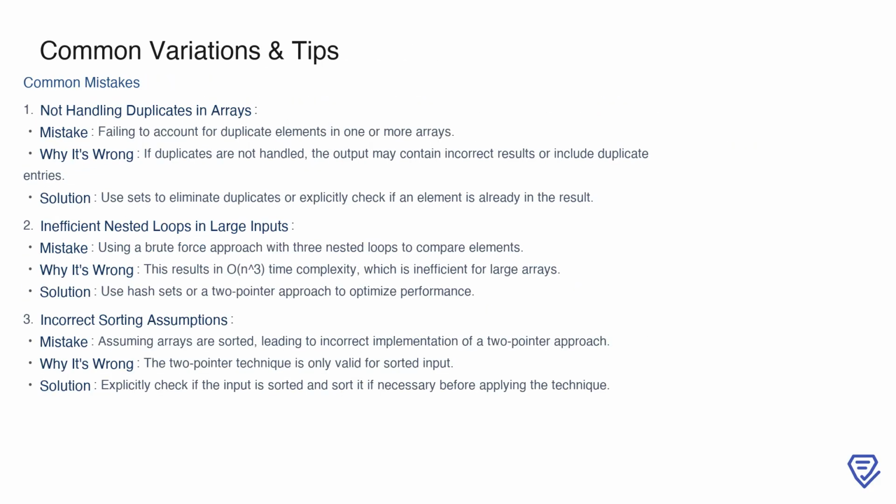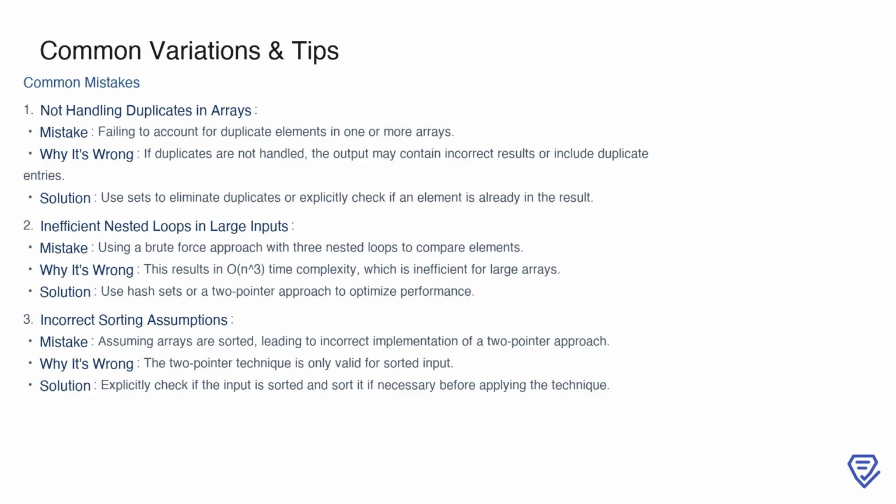When working on problems like finding the intersection of three sorted arrays, there are several common mistakes to watch out for. One frequent error is not handling duplicates within the arrays. This can lead to incorrect results or duplicate entries in the output. To address this, you can use sets to automatically eliminate duplicates or explicitly check if an element is already included in the result. Another mistake is relying on inefficient nested loops, especially when dealing with large inputs. A brute force approach that uses three nested loops results in O(n^3) time complexity, which is far too slow for larger datasets. Instead, optimized methods like hash sets or the two-pointer approach can significantly reduce runtime.